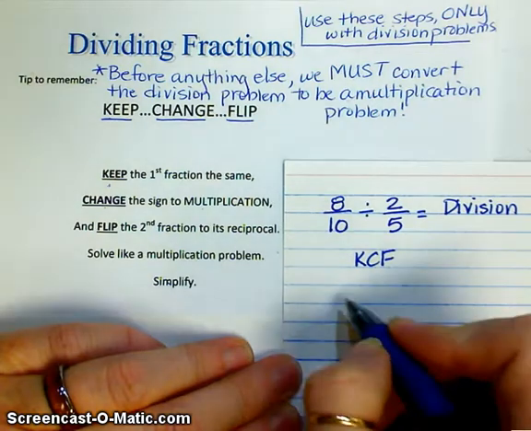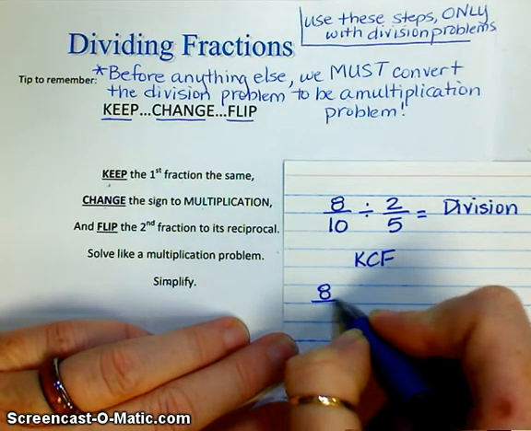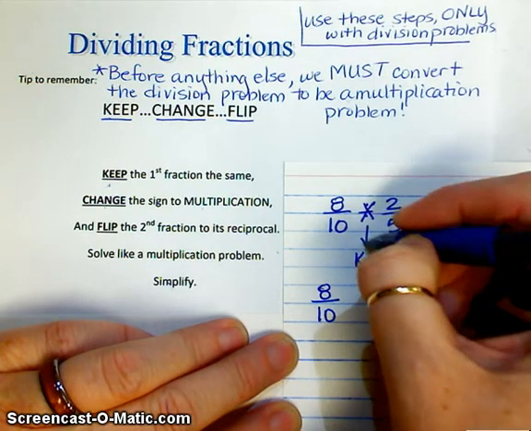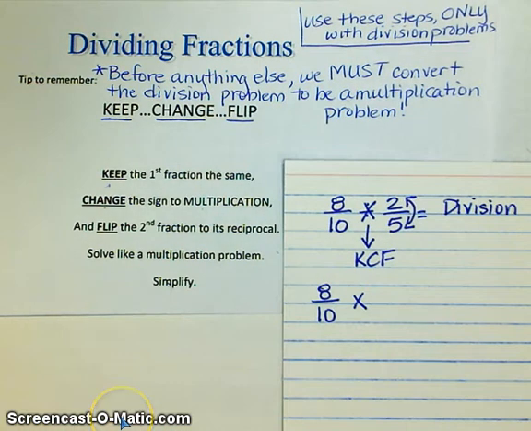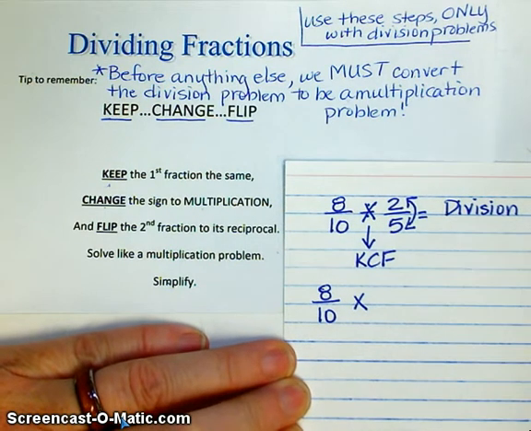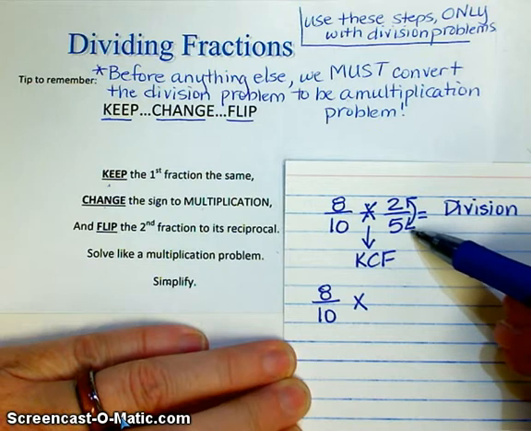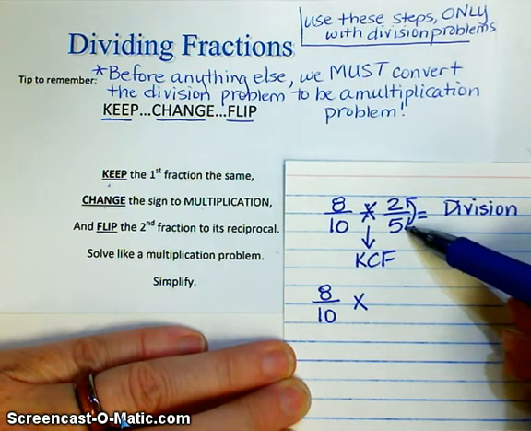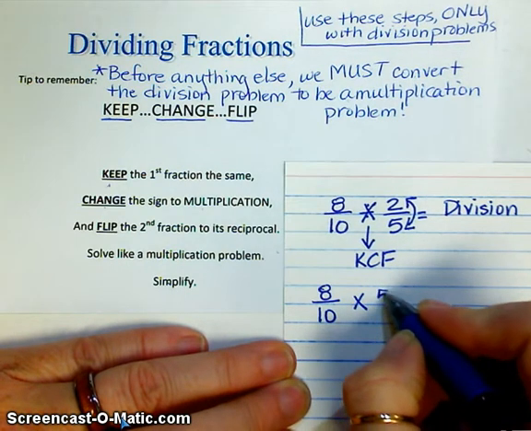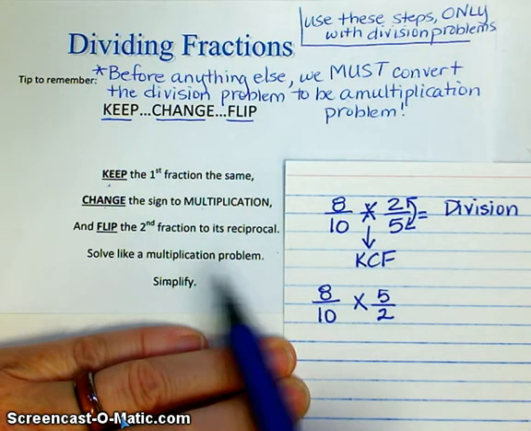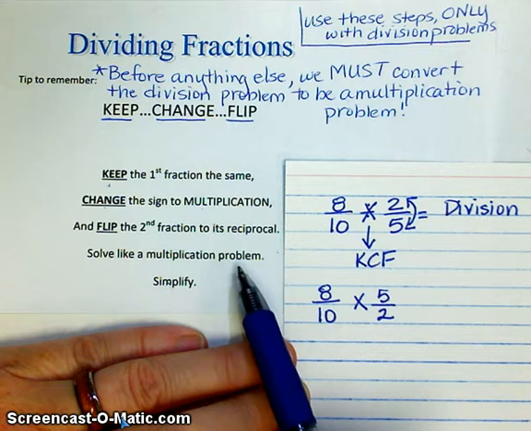Keep the first fraction the same. Rewrite the problem. That would be 8/10. Then we're going to change the sign to multiplication and bring it down. Okay, now that we have changed the sign from division to multiplication, the third step is to flip the second fraction to its reciprocal. And that means we're going to flip where the 2 is down to the bottom, and we're going to flip where the 5 is back up to the top. That's how we find a reciprocal, so it's going to be 5/2. From there, you're going to see in the notes, you solve it like a multiplication problem.